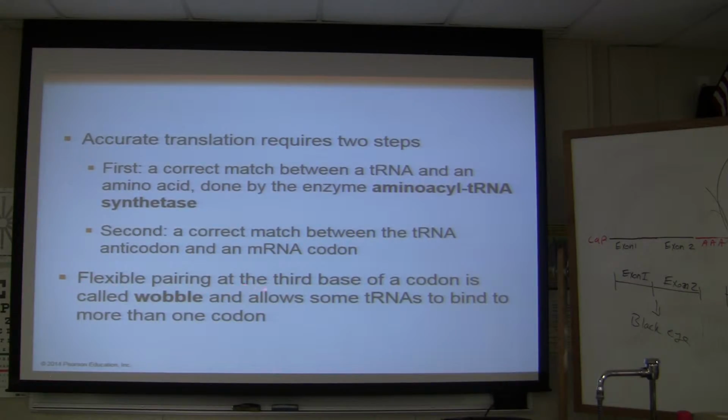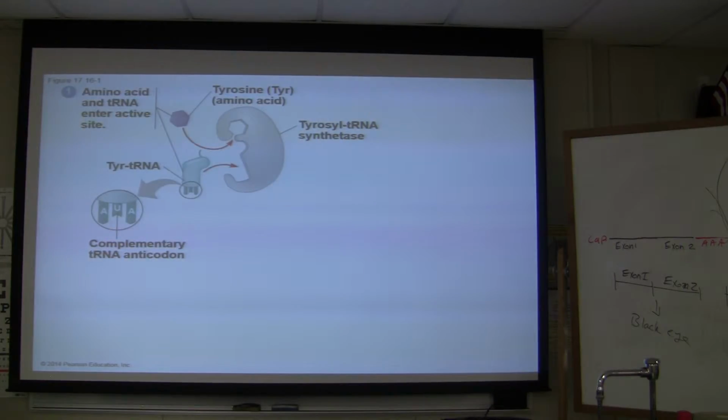Flexible pairing at the third base of a codon is called wobble and allows some tRNAs to bind to more than one codon, which again we will talk about.